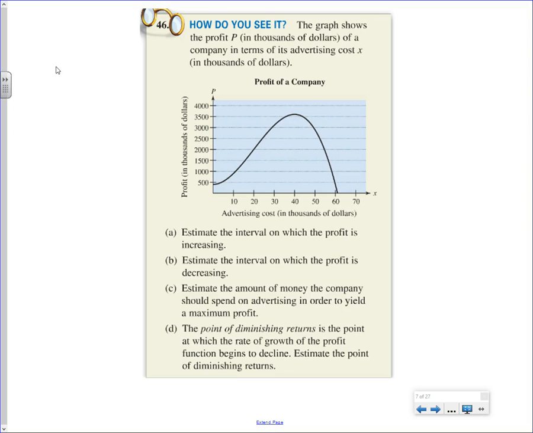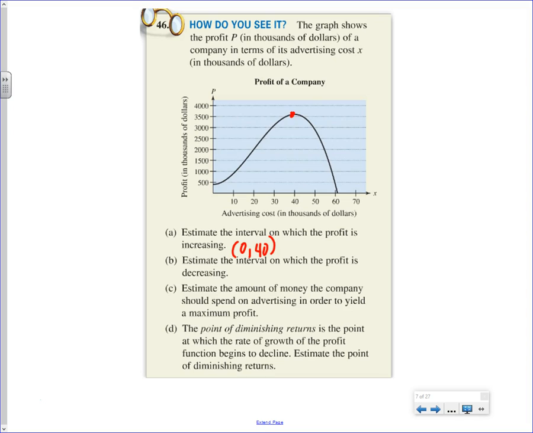First of all, letter A. Where is profit increasing? From like $0 to like 40. Why are you allowed just to look at it and say where is it going up? It says, where is profit increasing, and this is profit. So you're just looking at it and saying, where is it going up? You're totally right. From 0-ish to 40-ish. Remember, in the book, they don't always label things quite as nicely as they should.